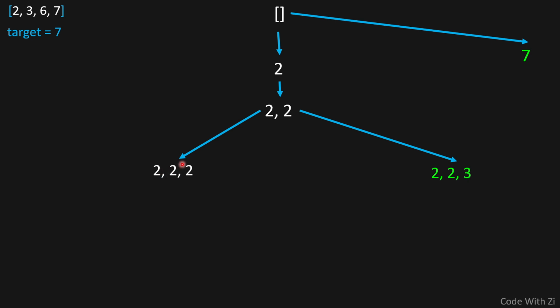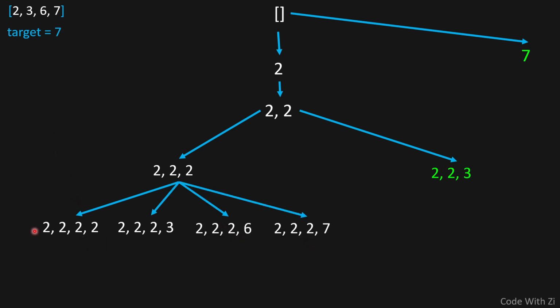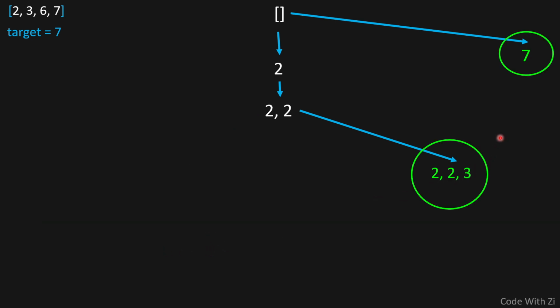So we know 2 plus 2 plus 2 is not equal to our target, but it is smaller than our target, so we have to expand it further. The last number that we added was 2, so we can't add any numbers that come before 2 inside of our candidates array. Well, would you look at that? We have no numbers that come before 2, so all right, let's add another 2, another 3, another 6, and another 7. So we've added 2, 3, 6, 7. And if we check, the sum of all of these is greater than our target, so these are all going to get ignored. And these two are going to be our answers.